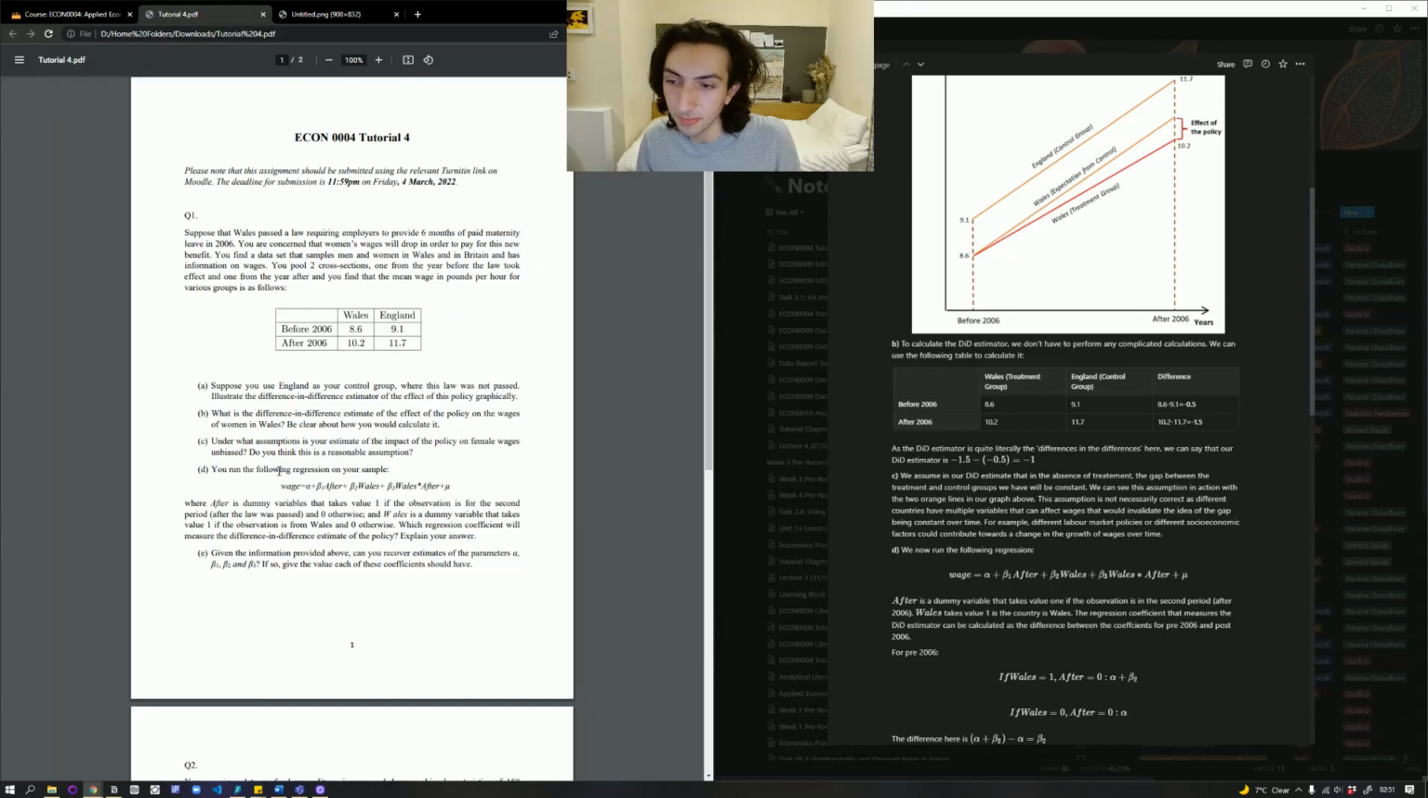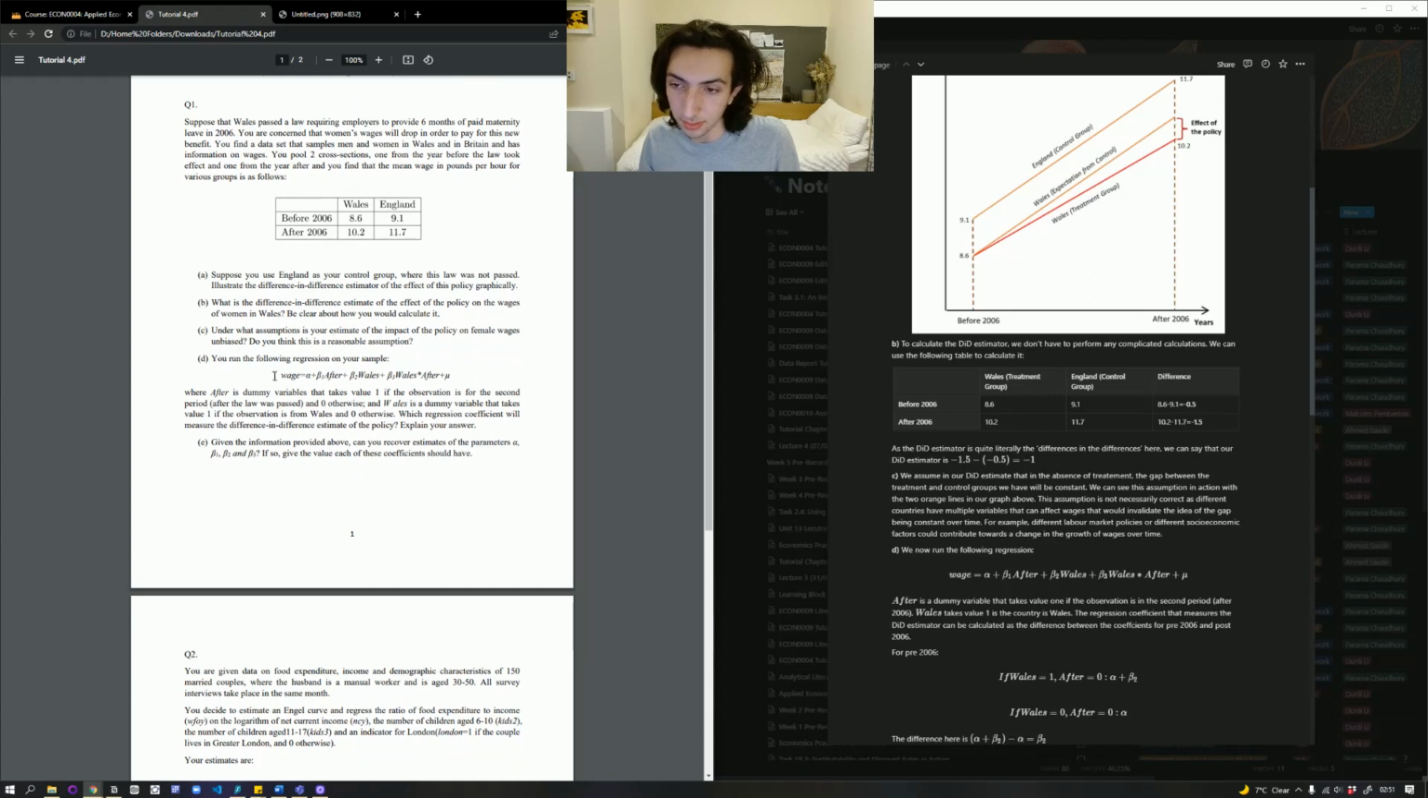What's number 4? You run the following regression on your sample. So we have wage is equal to alpha plus beta 1 after plus beta 2 Wales plus beta 3 Wales times after plus mu. And we've got dummy variables here. So after is a dummy variable. After is the value of 1 if we're after 2006 and 0 if before. And Wales is a dummy variable that signifies if we're actually from Wales.